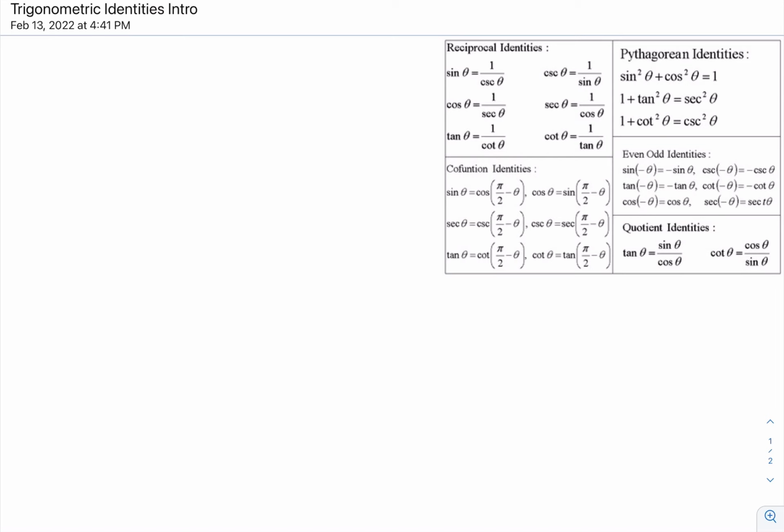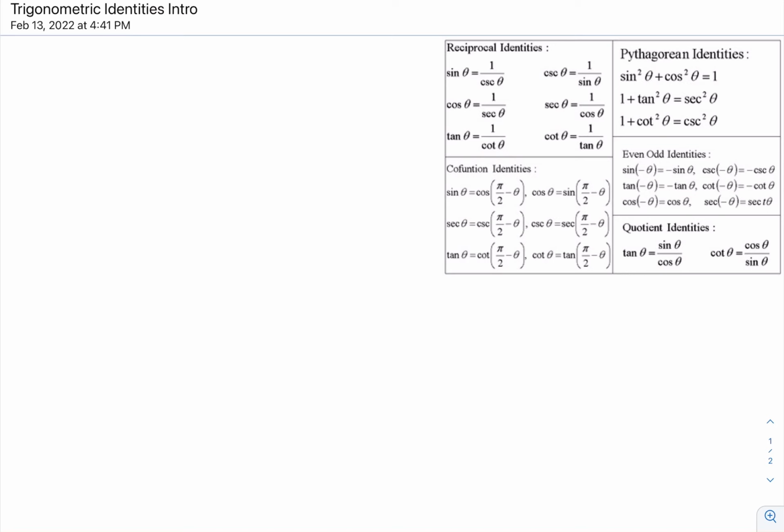Like I said, you don't have to prove them on your test, but I'm just going to prove this one right here. It's probably the most common. It's called a Pythagorean identity. And you might realize that it looks kind of similar to the Pythagorean theorem, right? a squared plus b squared equals c squared. You'll see why in a second. They're very closely related. In fact, that's how we discovered this Pythagorean identity.